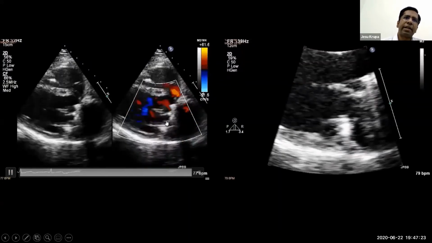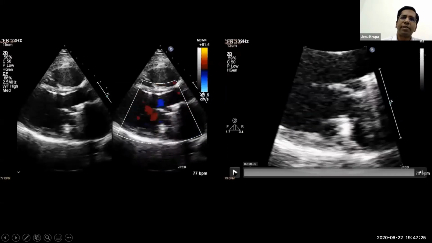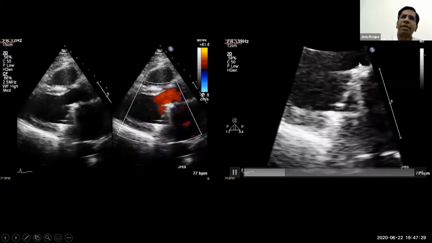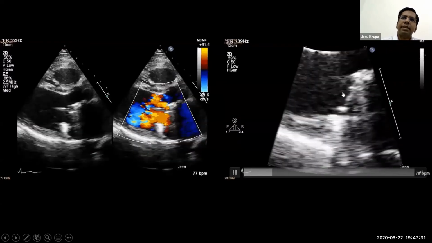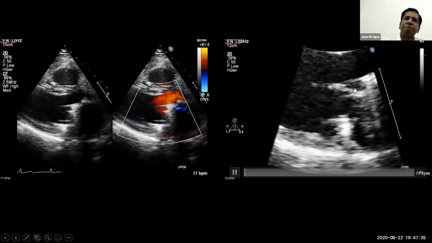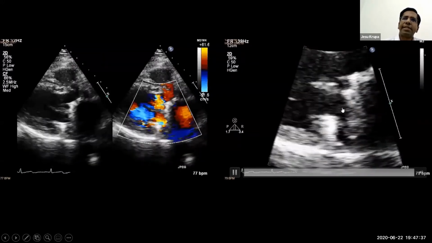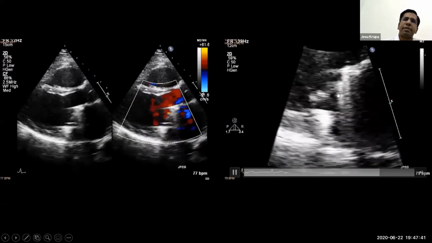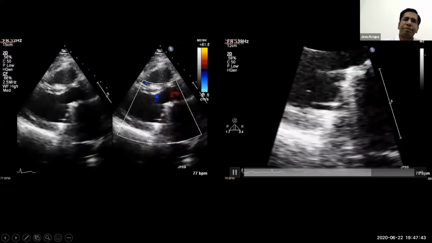And you can see quite good laminar flow across the valve. This is a zoom view of the mitral valve, and you can see this disc, which is nicely moving. It is attached here, and this is the larger orifice. So just make note of these things because this is important.